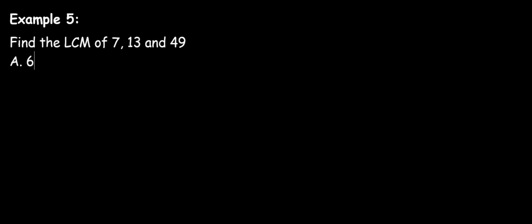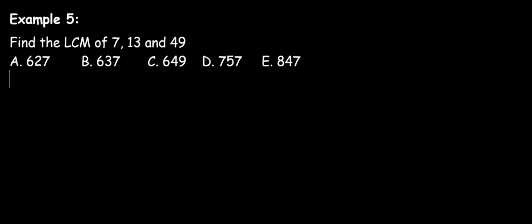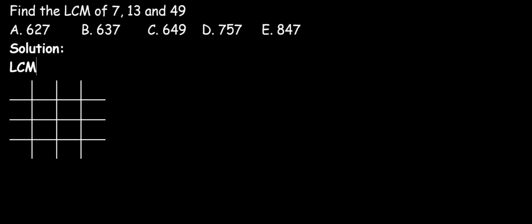Another example. Find the LCM of 7, 13, and 49. The options are given. A, 627. B, 637. C, 649. D, 757. E, 847. Solution. We rule our line as usual. We say LCM of 7, 13, and 49.